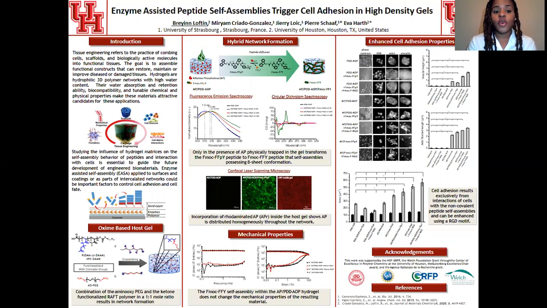And so this study focuses on the influence of the hydrogel matrix on the self-assembly behavior of the peptides, as well as their interaction with cells in order to further develop materials for these types of applications.